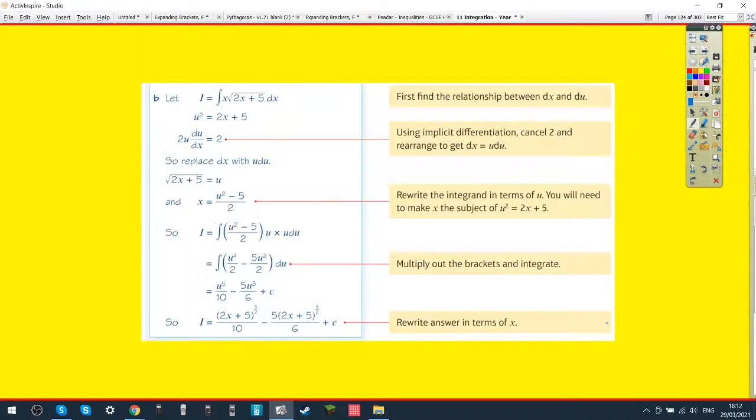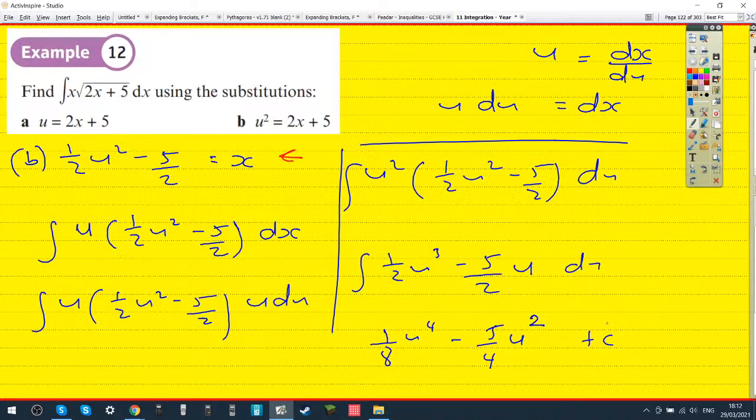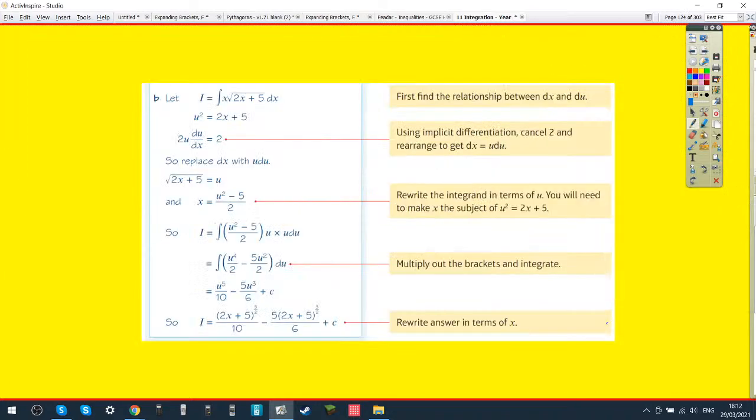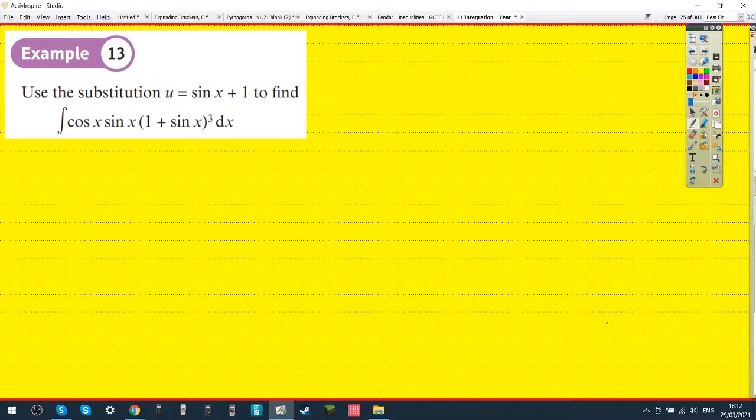Okay, here's a trig one. Hang on a second. So that's kind of a normal type. I think you get the idea. All right, how are we doing trig? Okay, so we know that sine u is equal to sine x plus 1.